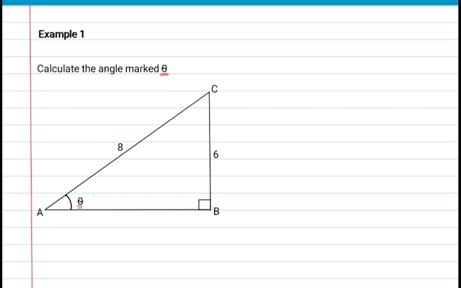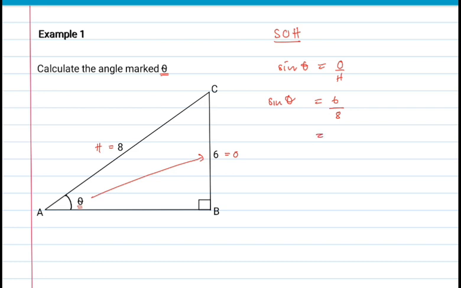If you look closely, the side opposite theta is what we call the opposite, and this one, 8, is opposite the right angle, so it is the hypotenuse. So we have H and O, which means the formula will be sine theta equals opposite over hypotenuse. So sine of theta, our angle, equals opposite, which is 6, over the hypotenuse, which is 8.